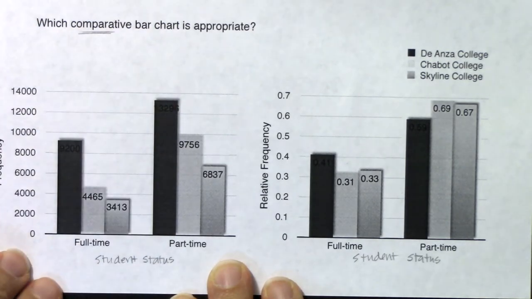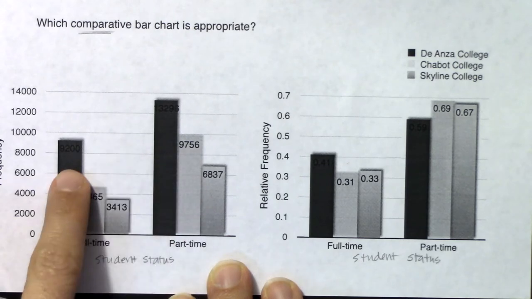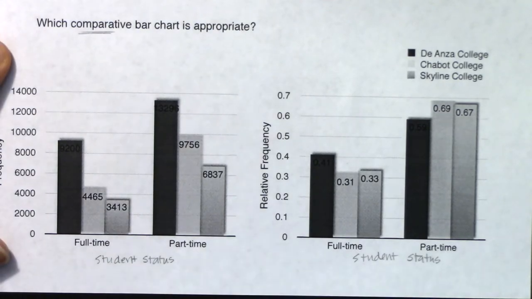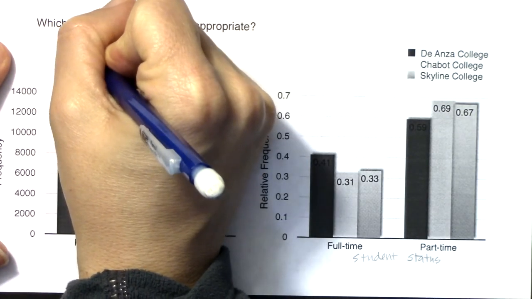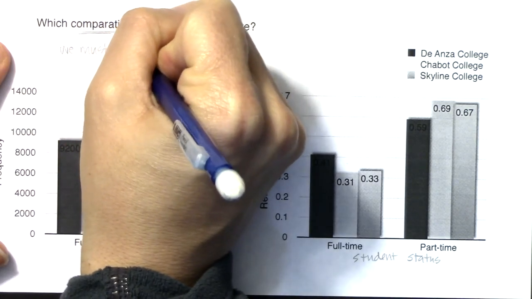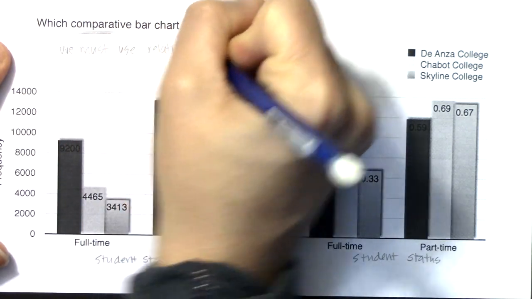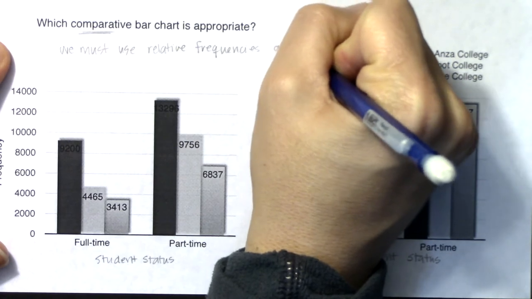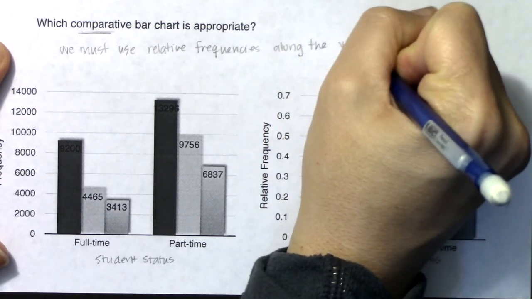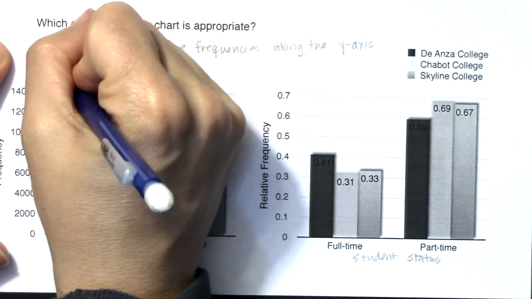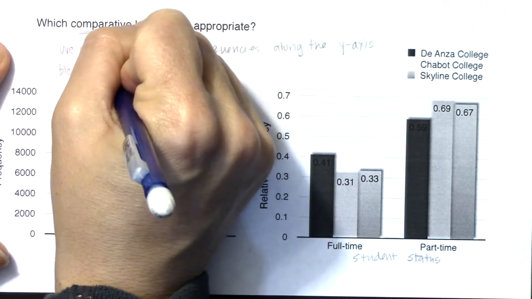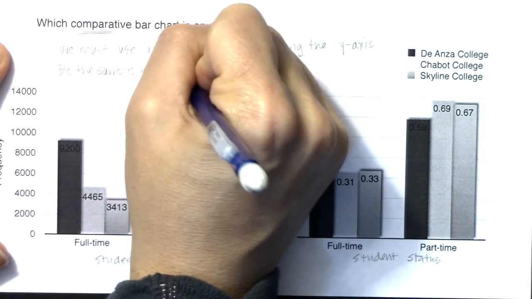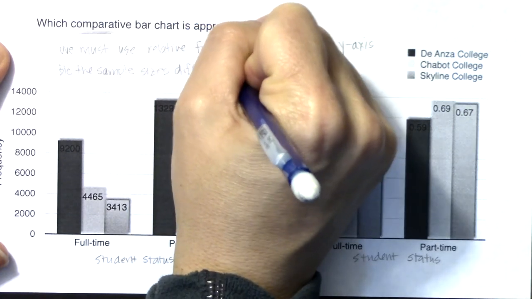De Anza was so much larger than the other two that it's not fair to compare frequencies of De Anza to frequencies of Chabot and Skyline. We can only compare relative frequencies. So let me go ahead and write that down. So we must use relative frequencies along the y-axis because the sample sizes differ between the three colleges.